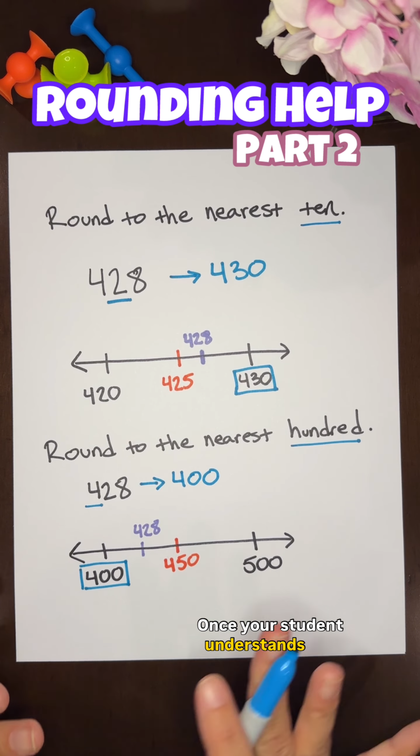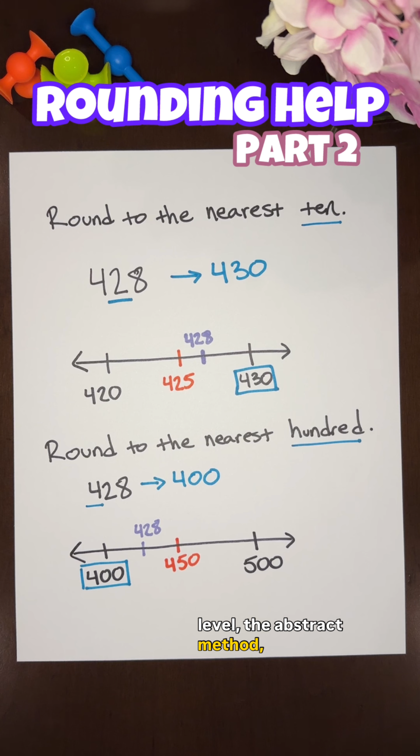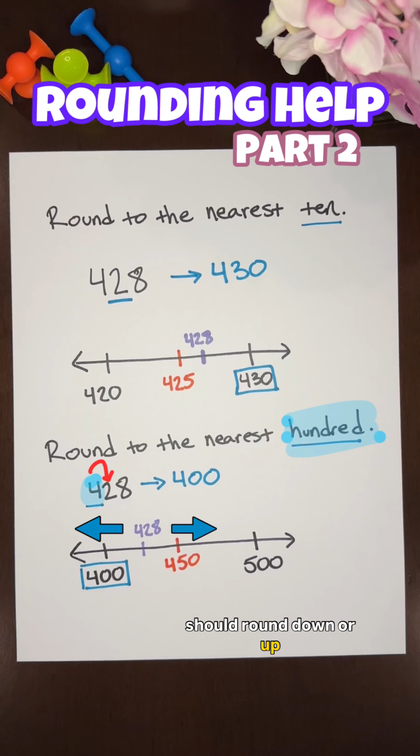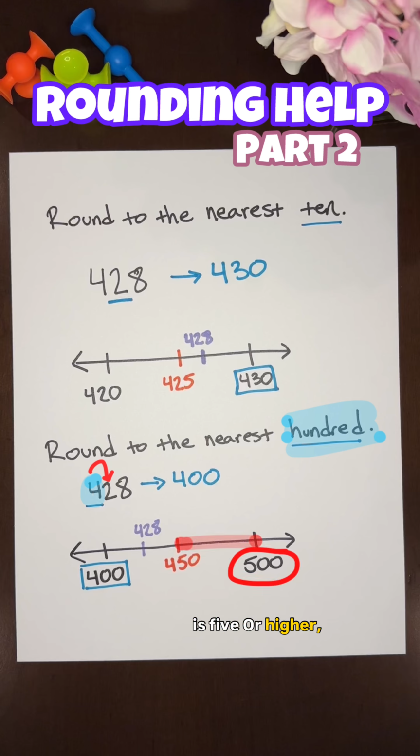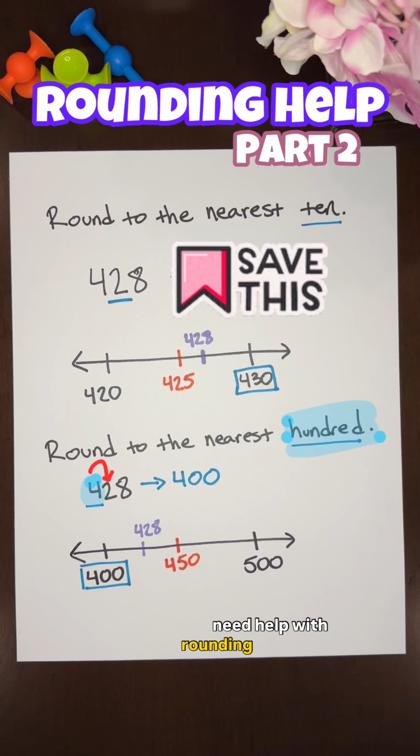Once your student understands the number lines, taking it to that third level, the abstract method, should be pretty easy. We identify which place we're rounding to, and we look at the next digit to the right to help us determine if we should round down or up. If that next digit is smaller than 5, we round down, but if the next digit is 5 or higher, we round up. Save this video for a quick refresher if you need help with rounding in the future.